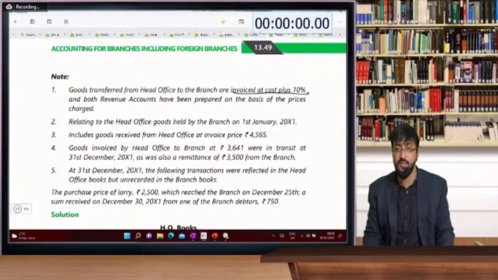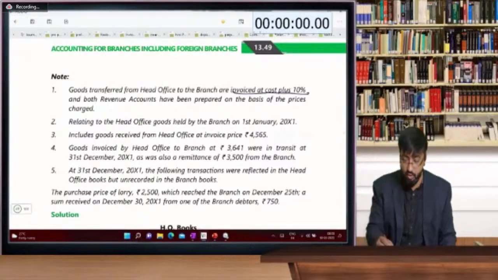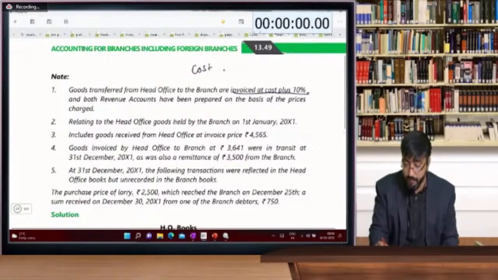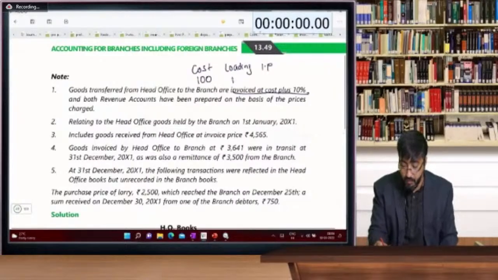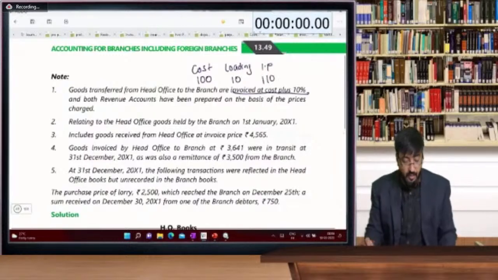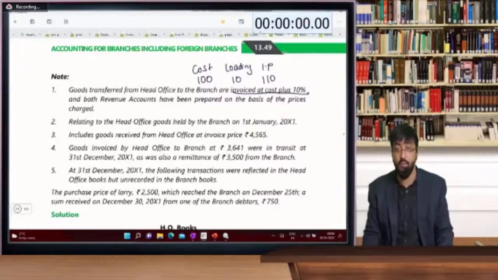Revenue accounts. So here cost, loading and invoice price. Now what is the cost? 100, loading is 10, invoice price 110. Invoice price is 110.